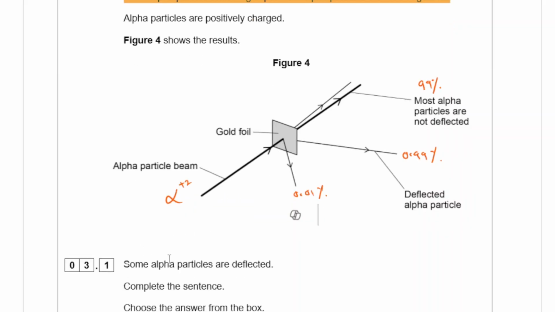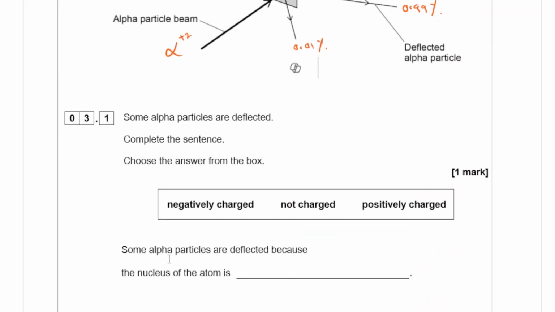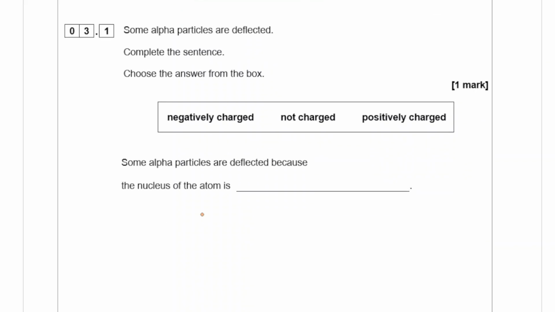So some particles were deflected. Complete the sentence. Some alpha particles are deflected because the nucleus of the atom is also positively charged. If alpha particles are positively charged, the nucleus should also be positively charged, because positive charges don't want to be near each other, they repel.